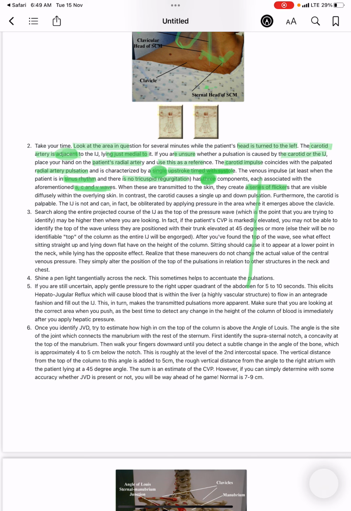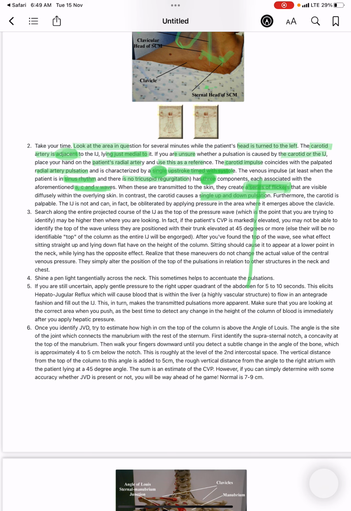In contrast, the carotid causes a single up and down pulsation. But the venous impulses cause a series of flickers that are visible diffusely within the overlying skin.